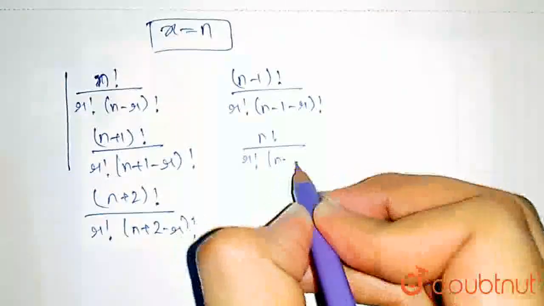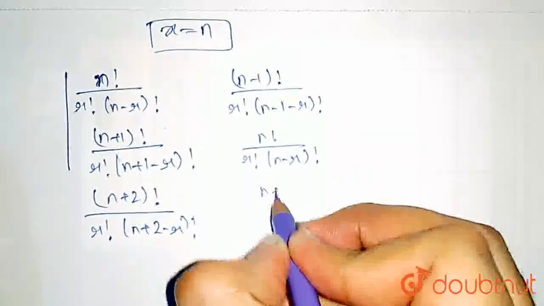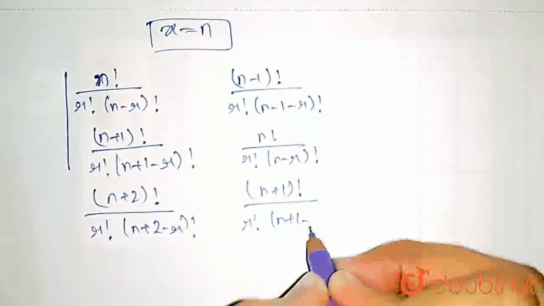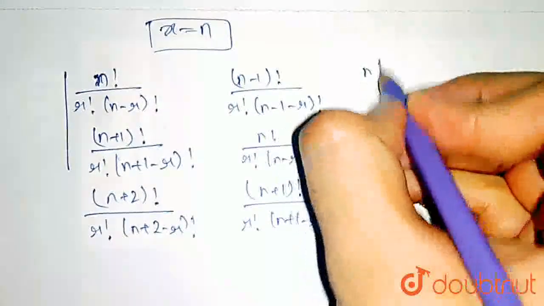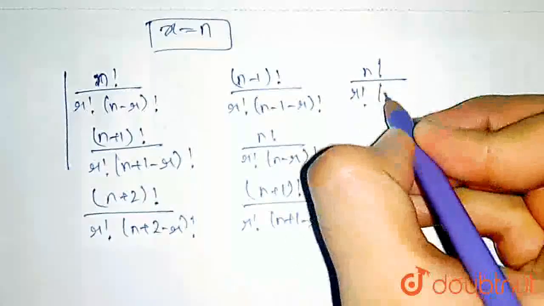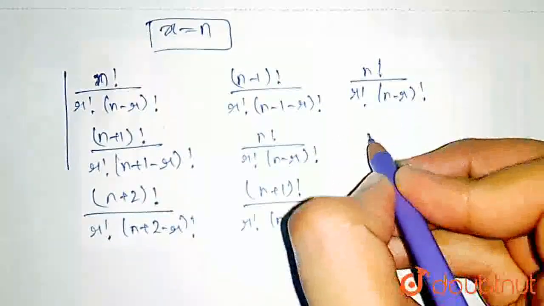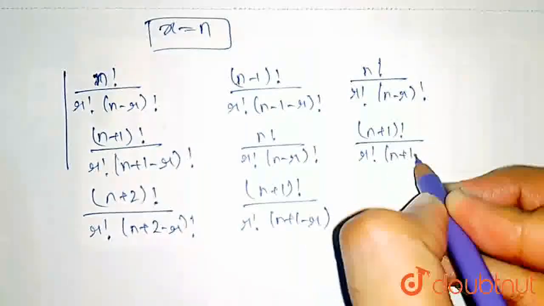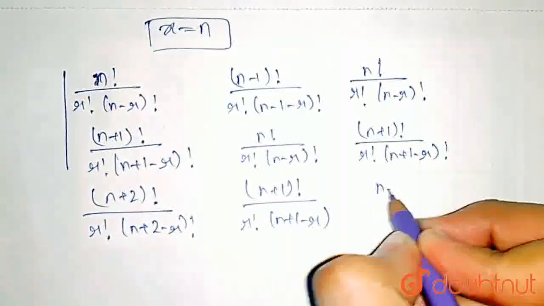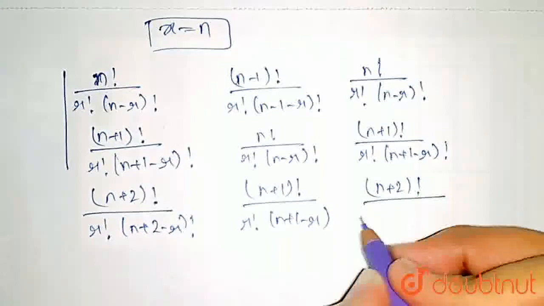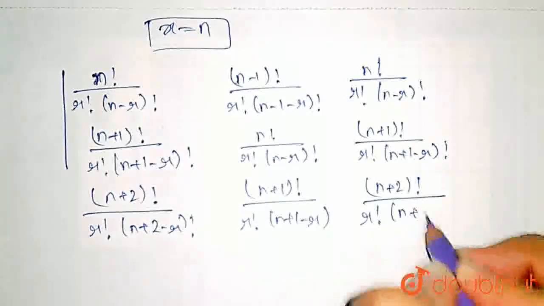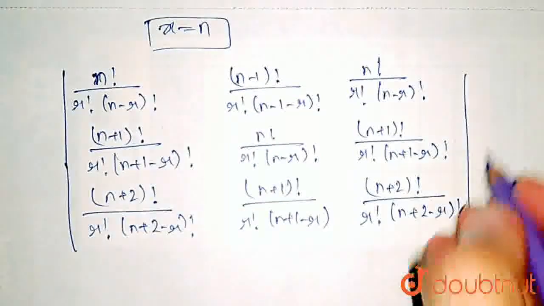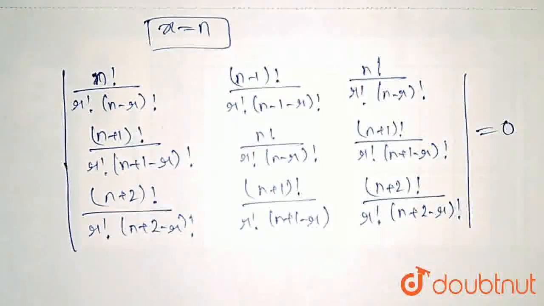r factorial into n minus r factorial would be here, and similarly n plus 1 factorial upon r factorial into n plus 1 minus r factorial, and here n factorial upon r factorial into n minus r factorial, n plus 1 factorial upon r factorial into n plus 1 minus r factorial, and n plus 2 factorial divided by r factorial into n plus 2 minus r factorial. This is the determinant. This equation is given as equal to 0.